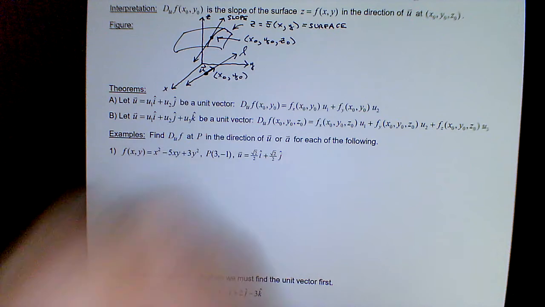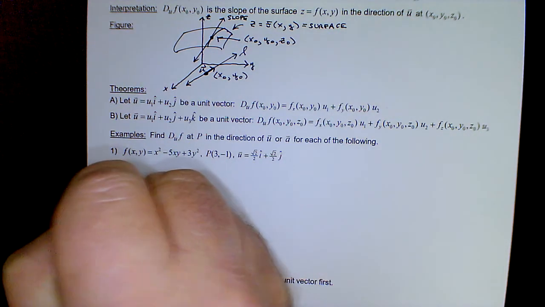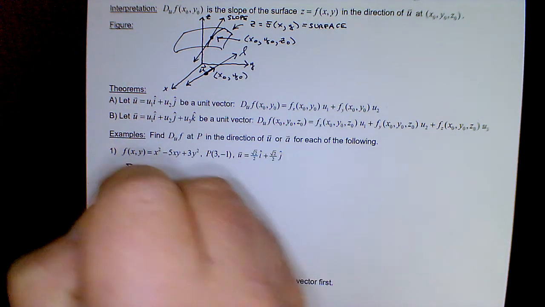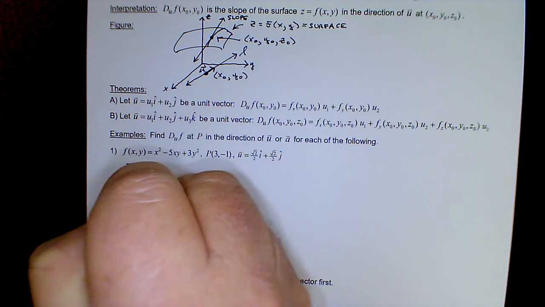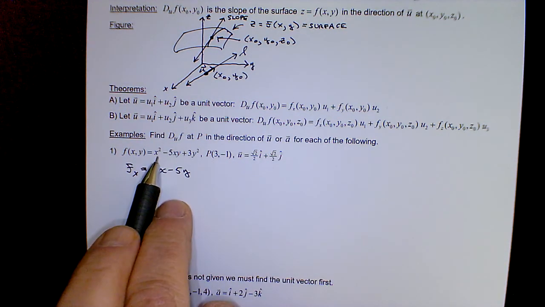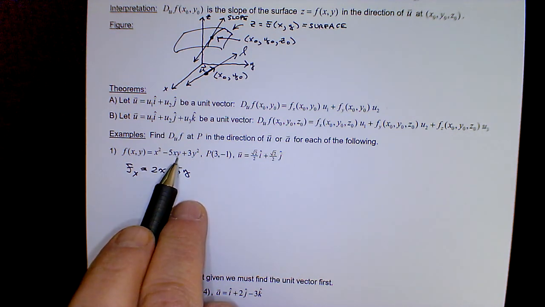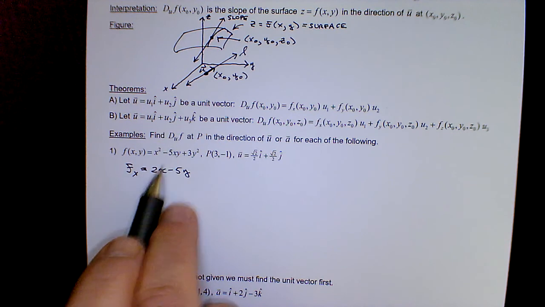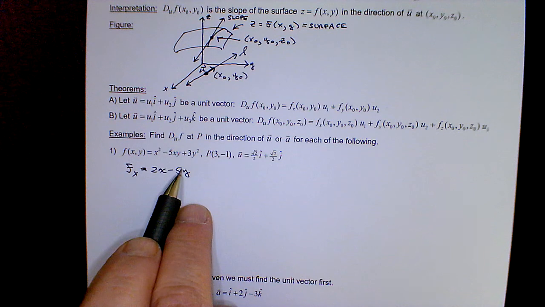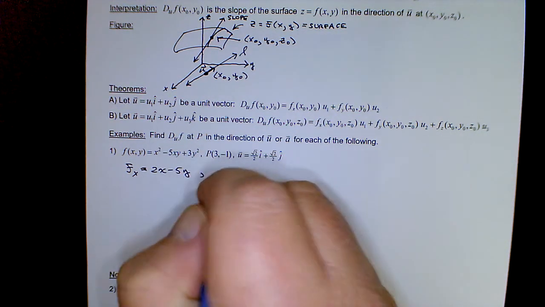So we just need partials with respect to x and with respect to y, and we're given the point as well. So you find the partial with respect to x. That's going to be 2x minus 5y. Remember, finding the partial with respect to x, y is held as a constant, so the derivative of x squared is just 2x. Y is a constant, derivative of negative 5x is negative 5, so tag along the y. And then if y is a constant, derivative of 3y squared is 0.